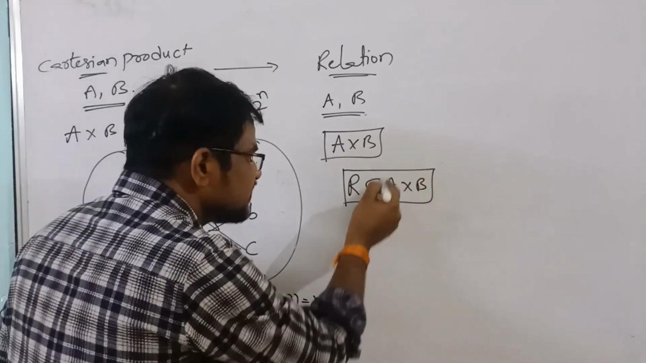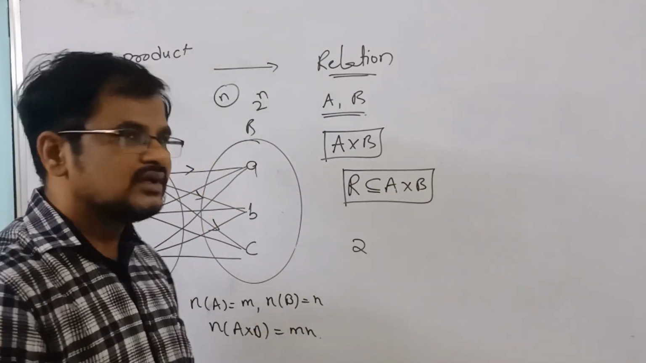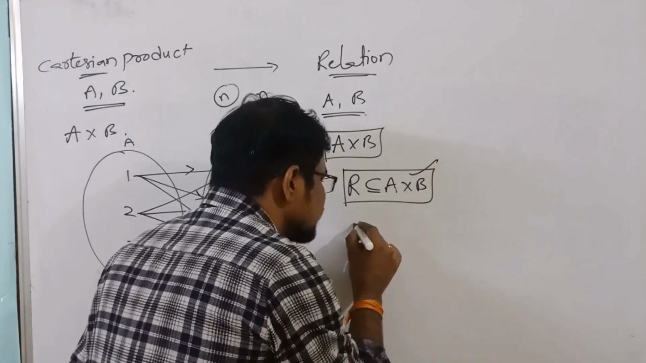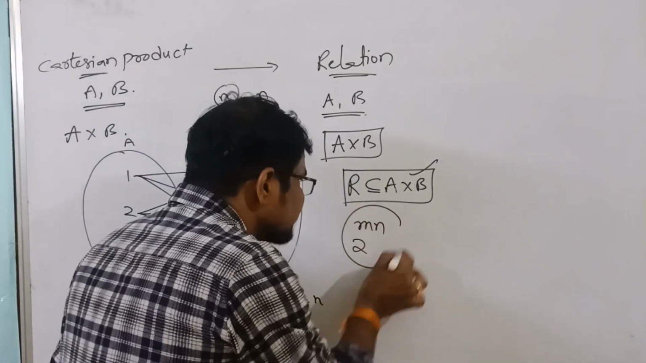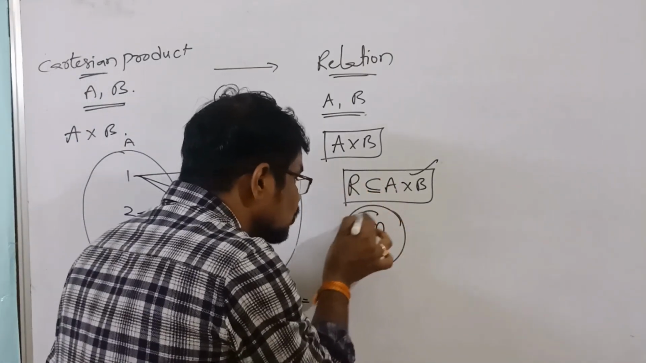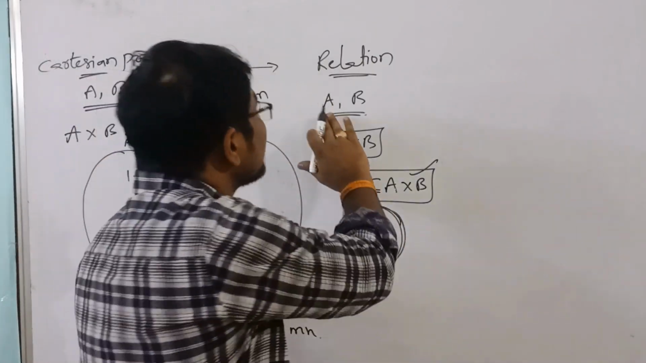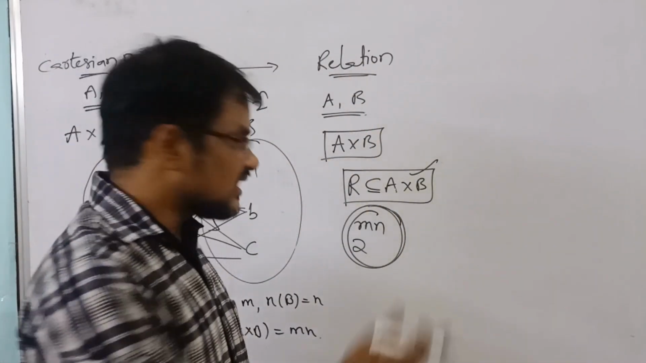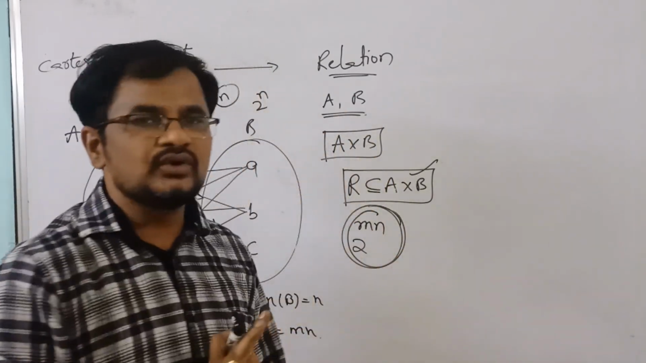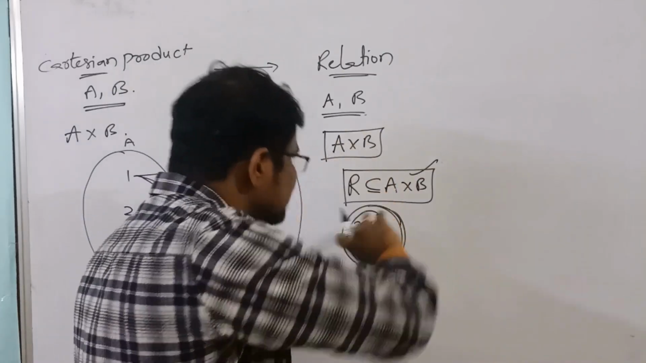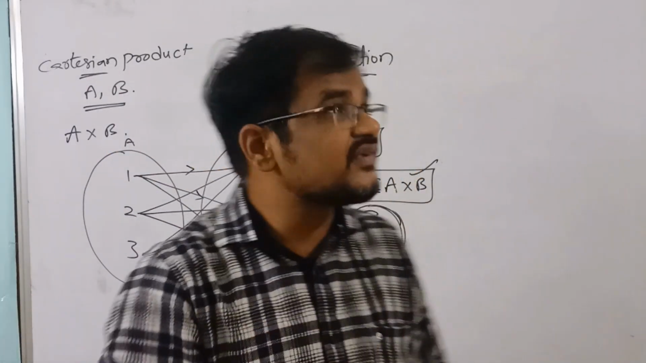So the number of elements in A cross B is m into n. So the number of subsets of this A cross B is 2 to the power of m into n. Means every subset of A cross B defines a relation, so 2 to the power of mn relations we can define from A to B. Every subset defines a relation from A to B. But from these relations, which are functions? Which satisfy this condition.